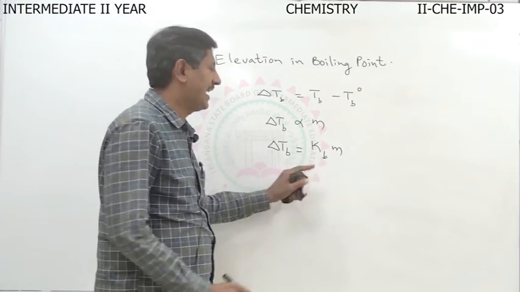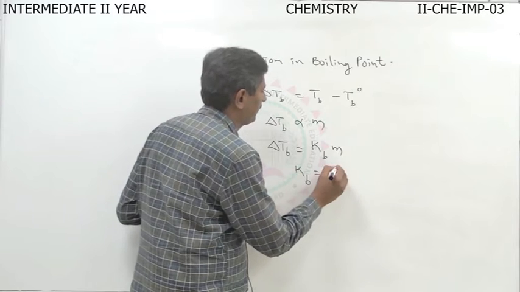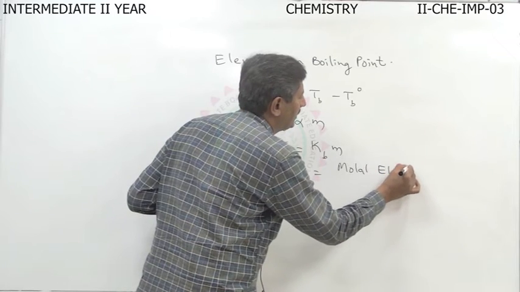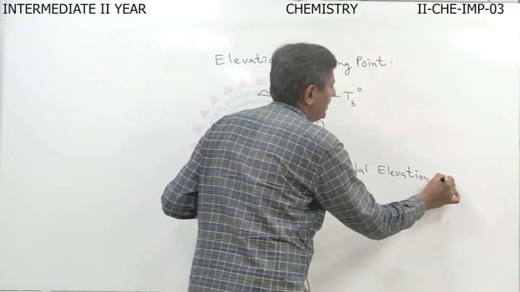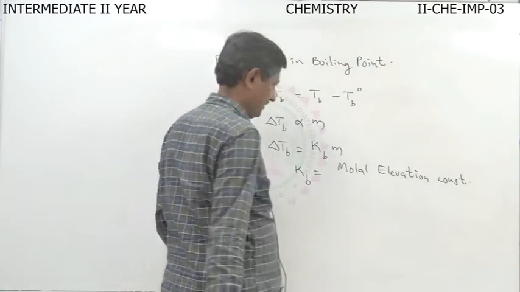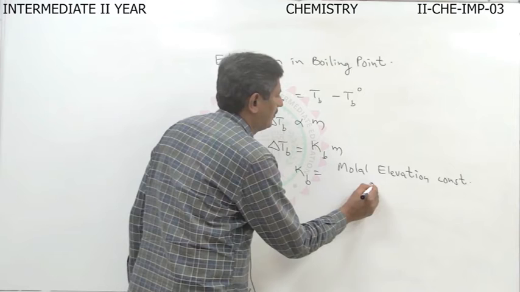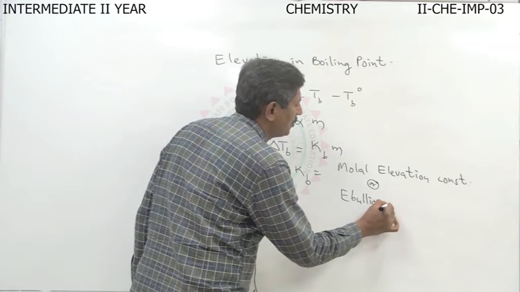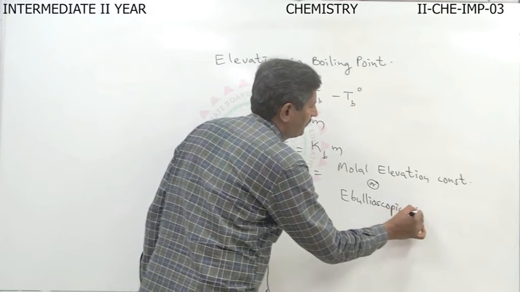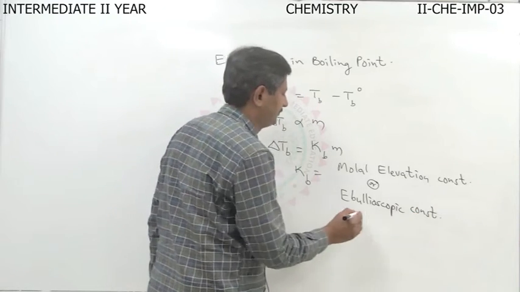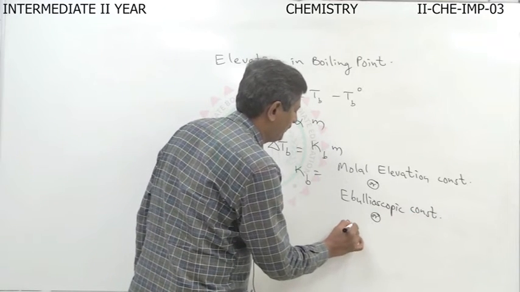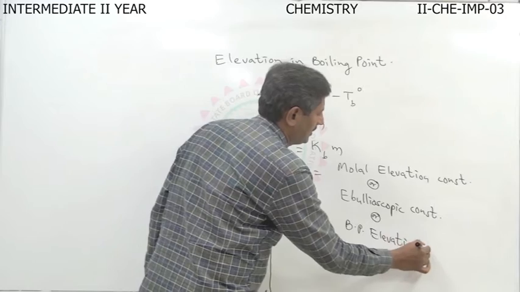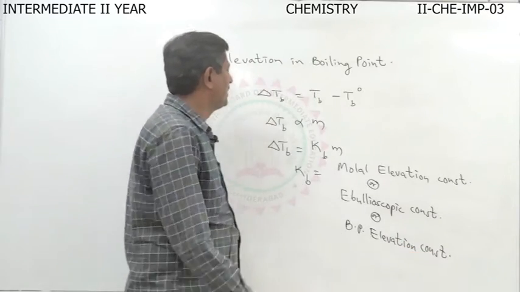This KB is called the molal elevation constant, or ebullioscopic constant, or boiling point elevation constant. So what is this m? Molality.